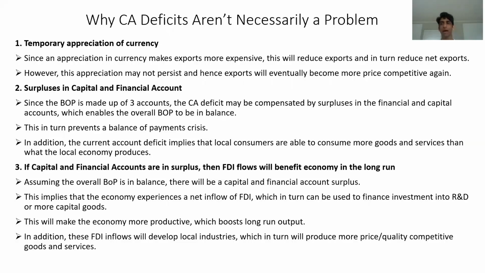So now, since we just talked about how current account surpluses are potentially very advantageous for an economy, it follows that persistent current account deficits are a problem. But there are some cases in which current account deficits aren't necessarily a problem. One is that it could be temporary. Sometimes a country might suddenly run a current account deficit because they had a very temporary appreciation of their currency. Why is that? Well, if your currency appreciates, it means your exports are less price competitive. As a result, this will reduce the demand for exports, and in turn this would reduce your net exports.